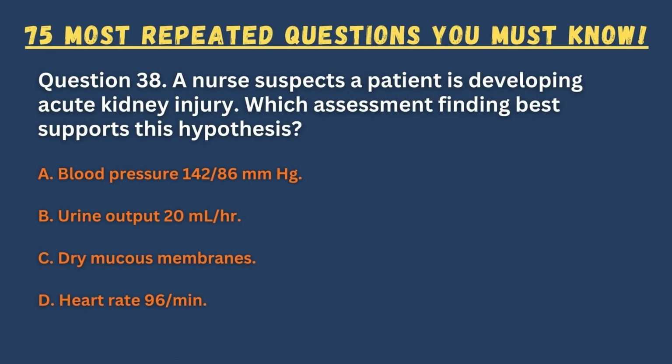Question 38. A nurse suspects a patient is developing acute kidney injury. Which assessment finding best supports this hypothesis? A. Blood pressure 142/86 millimeters of mercury. B. Urine output 20 milliliters per hour. C. Dry mucous membranes. D. Heart rate 96 per minute.